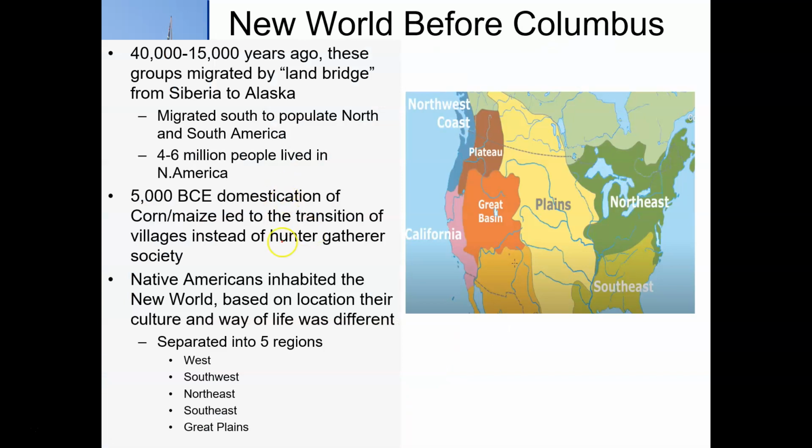So when we look at the North American tribes, we divide them into 5 sections, right? We look at the West, Southwest, Northeast, Southeast, and the Great Plains. And the important thing to understand about each of these is that based on the region and the geographic features that they're living in, they have a different way of interacting and adapting to those environments, and each of them lives a little bit differently.